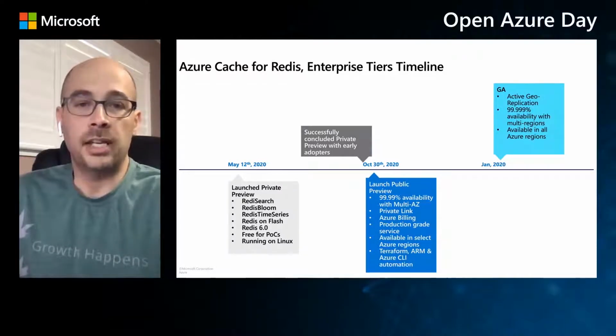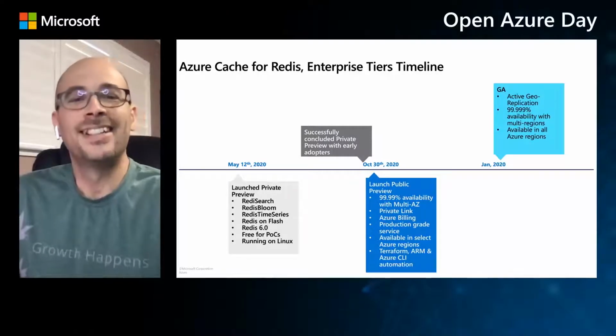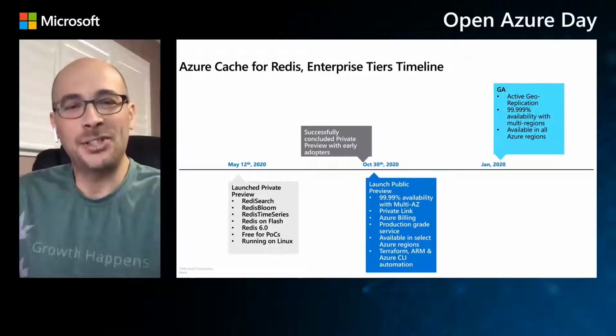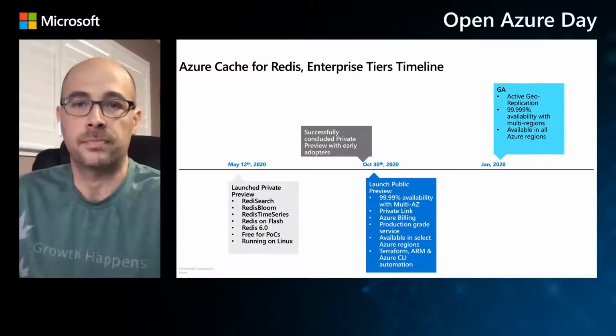As we move to GA early in 2021, and there's a typo here, we'll have active geo-replication offering 5 nines availability with multi-region support. And as a GA offering on Azure, it will be available on all Azure regions.